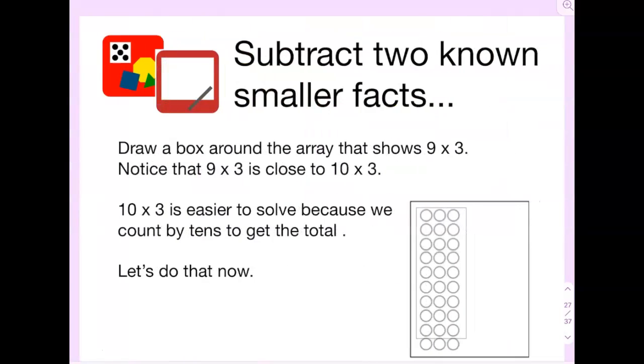Now we're going to do the same thing, except we're going to subtract smaller facts. So we want to draw a box around the array that shows 9 times 3. So we need 9 3's. 1, 2, 3, 4, 5, 6, 7, 8, 9. That box is already drawn. Since 9 times 3 is close to 10 times 3, we can solve 10 times 3, sorry, and take away one group of 3.